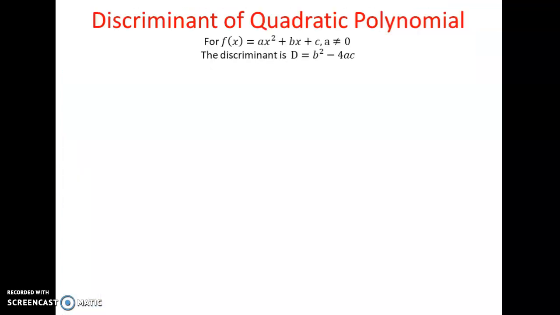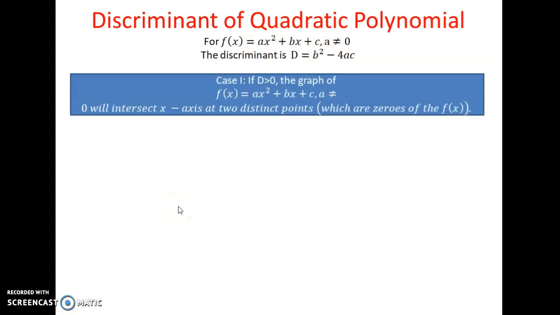Okay, the most important topic here is the discriminant of the quadratic polynomial. A quadratic polynomial has the equation ax square plus bx plus c, where a is non-zero. What is the formula for the discriminant? D equals b square minus 4ac, which means the square of the second highest numerical coefficient of x minus 4 times the numerical coefficient of x square and the constant term.